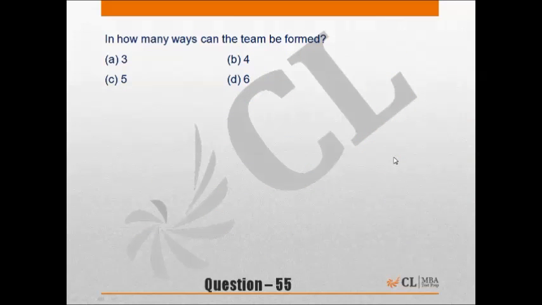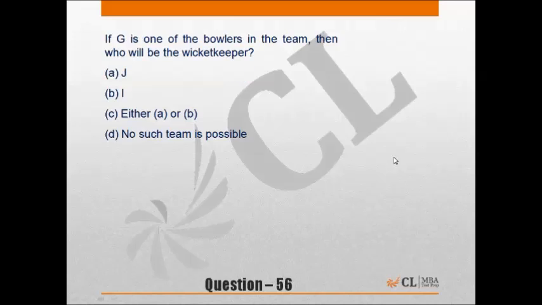Statement question 55. In how many ways can the team be formed? Question 56. If G is one of the bowlers, who will be the wicket keeper? Okay. In this question, I can definitely eliminate D.